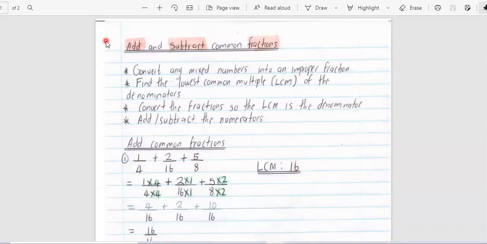Good day, boys and girls. So for today's lesson, we're mainly going to be focusing on adding and subtracting common fractions.